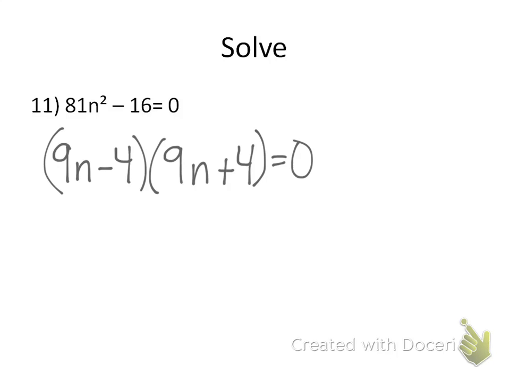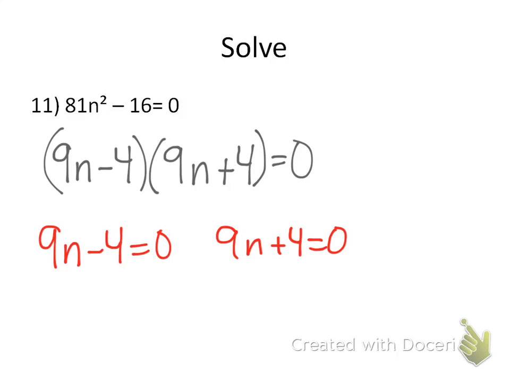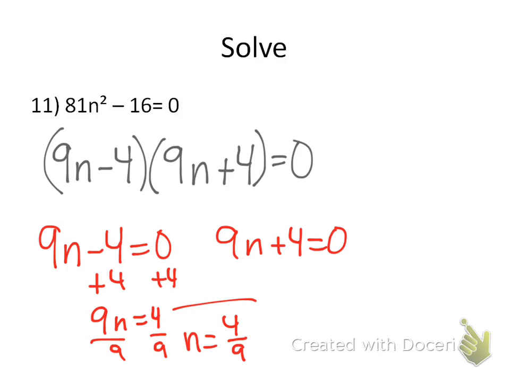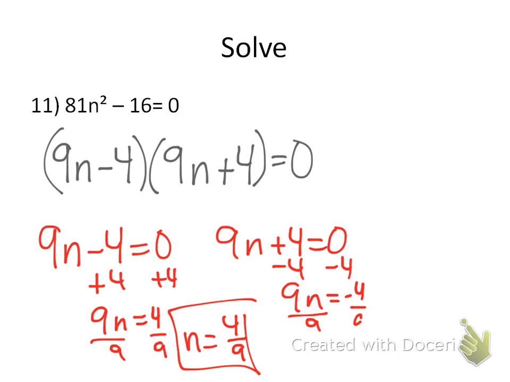Set them each equal to 0. And then what? Solve. Good. So I'm going to add 4 and add 4. So 9n equals 4. Divide by 9. Divide by 9. N equals 4 over 9. And then we should get the same thing, but opposite signs. What are your questions on this?